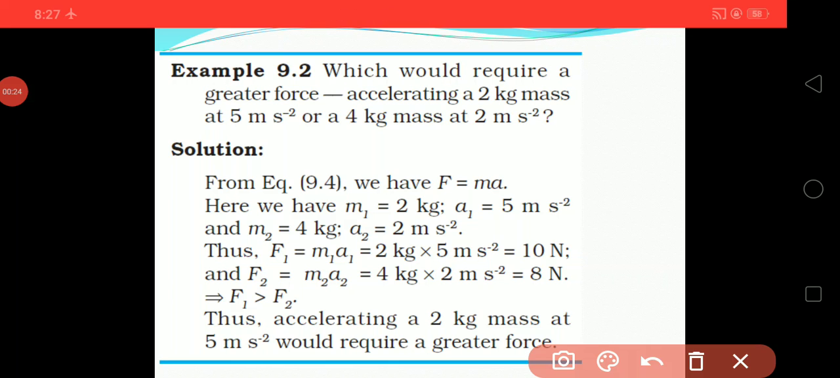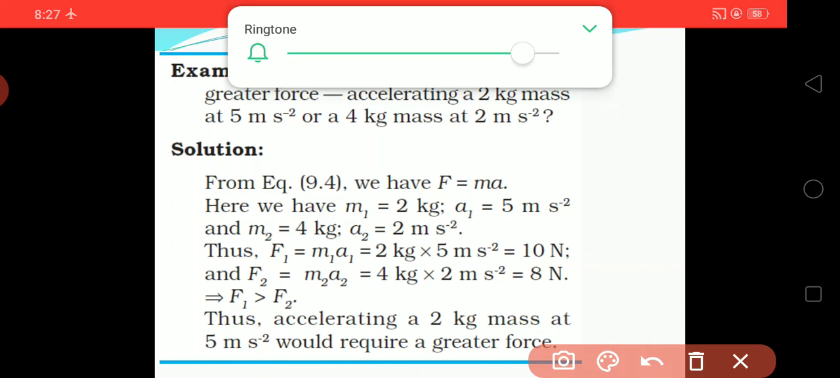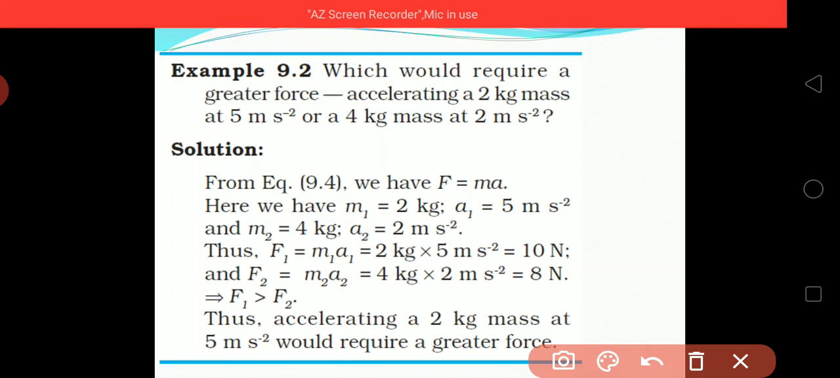Example 9.2, which would require a greater force: accelerating a 2 kg mass at 5 meters per second squared, or a 4 kg mass at 2 meters per second squared.